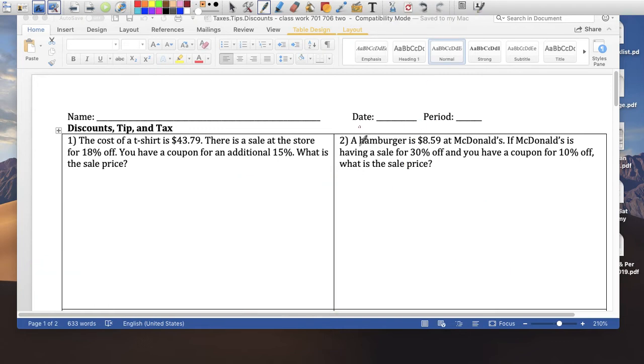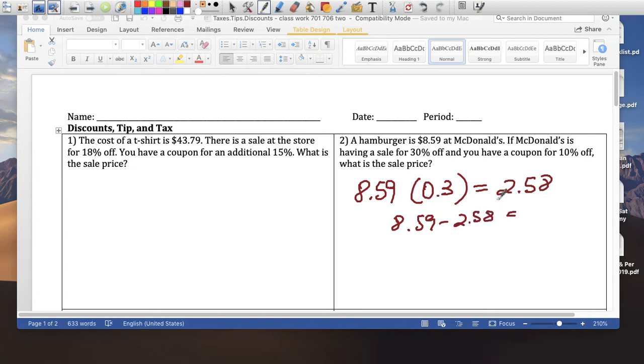Whatever you're comfortable with. Now, same thing, McDonald's here. So your burger's $8.59. You're going to have a 30% discount, so 0.3. So I'll do it both ways. So 8.59 times 0.3, you get a discount of $2.58 rounded. So it's 8.59 minus 2.58, and that is going to give us 6.01, right?